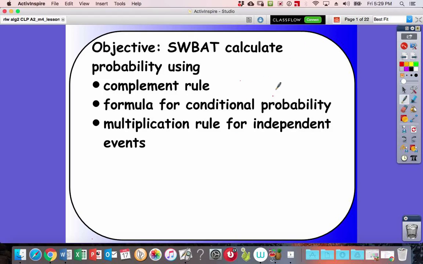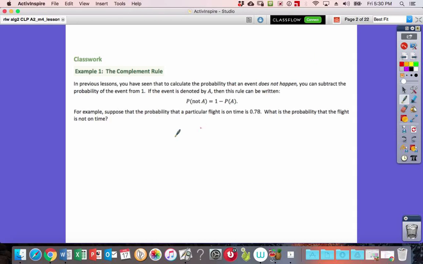Okay, our objective in lesson 6 is that we're going to calculate the probability using the complement rule, which we've informally used in lessons 4 and 5. And we're going to give you a formula for conditional probability, which is really nice instead of having to do a lot of work. And we're going to talk about the multiplication rule for independent events, and I'm pretty sure you have definitely seen that in Algebra 1. Okay, so I skipped over when they talked about the complement rule because we've done it before in the previous lessons.